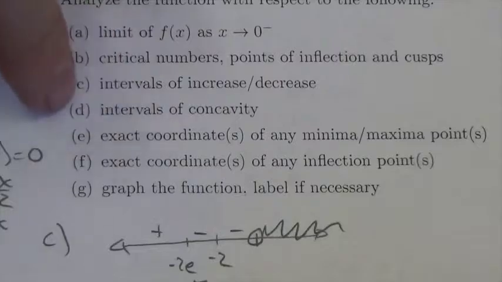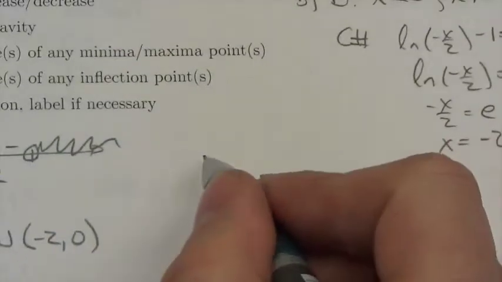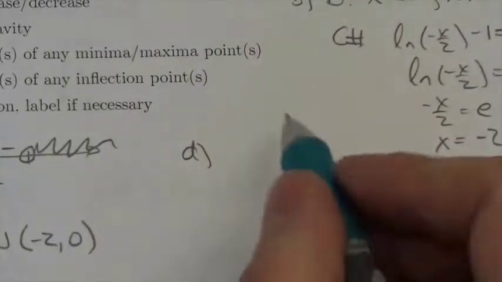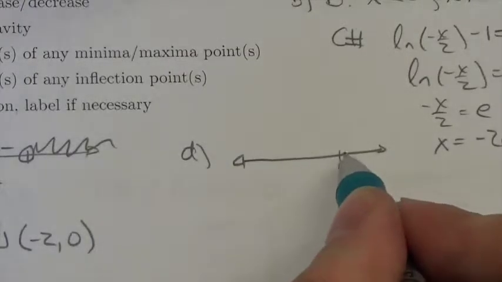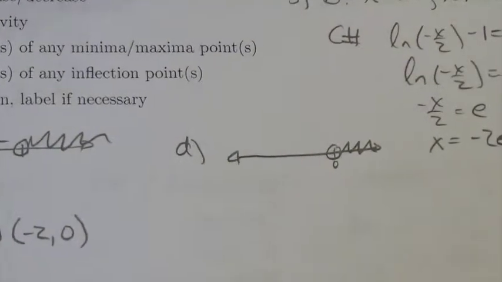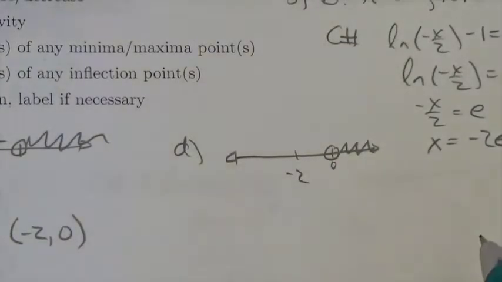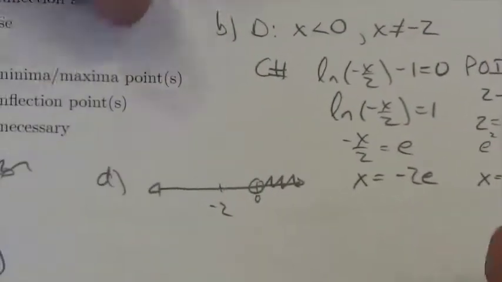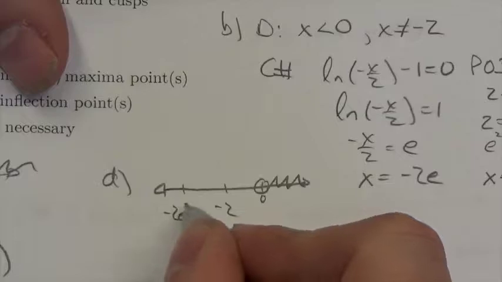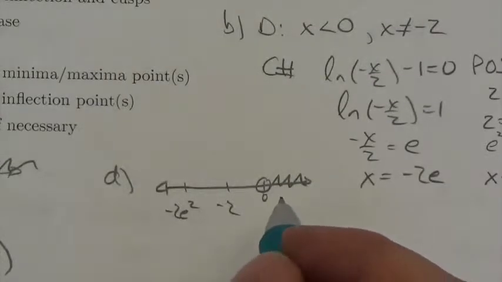All right. D, intervals of concavity. Let's do that maybe just over here. Okay, D. Intervals of concavity, again, I'm looking at that number line there. Here's 0. Not looking at anything beyond 0. Negative 2 is still important because it's an asymptote. And then over here we discovered that negative 2e squared was an important number for this as well. That was a possible point of inflection. Could have been a cusp, don't know yet. Don't know until you investigate this a little further.